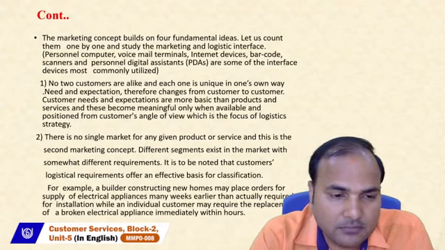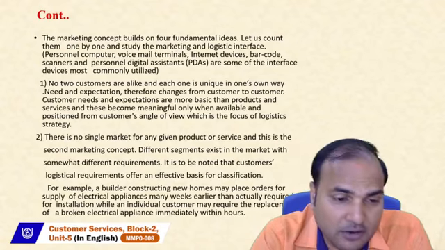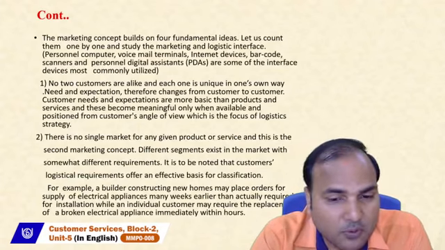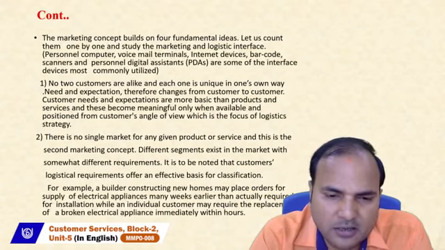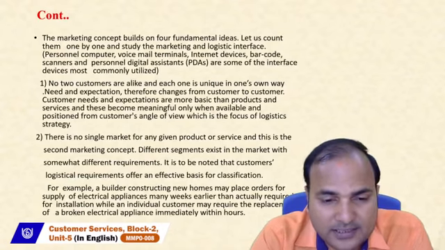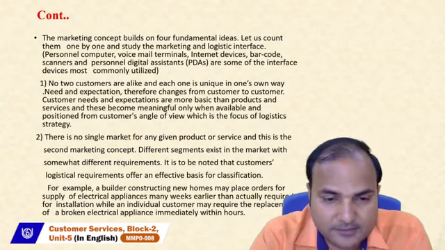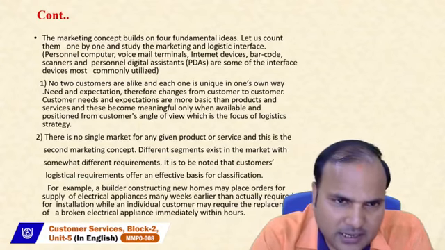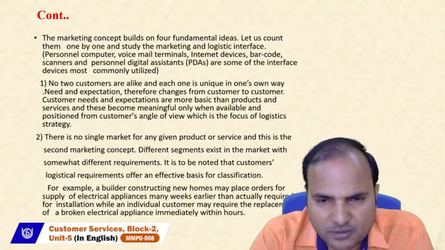You can take the example of a builder constructing new homes, who may place orders for supply of electrical appliances many weeks earlier than actually required for installation, while an individual customer may require the replacement of a broken electrical appliance immediately, within hours. So here you can see it varies. So the two fundamental ideas: one is no two customers are alike and each one is unique; the other is no single market for any given product or service.